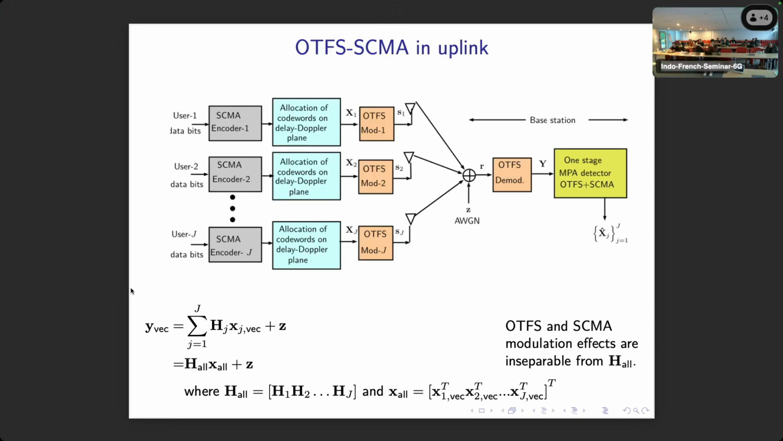First the channel interaction will happen, and then the superposition will happen. So because of that, OTFS and the SCMA cannot be distinguished. Okay, so for that, this is the crucial contribution of this work. We have designed a single stage message passing algorithm.